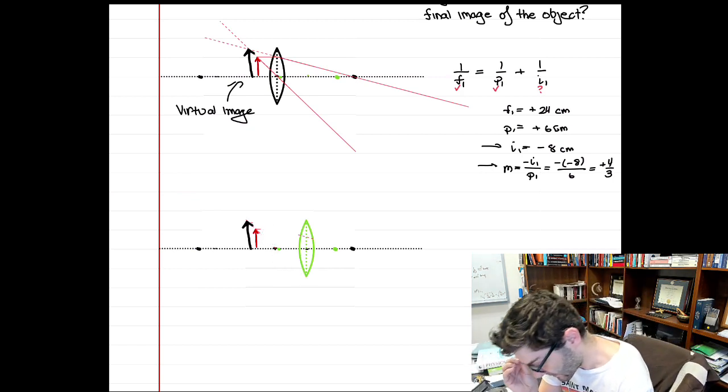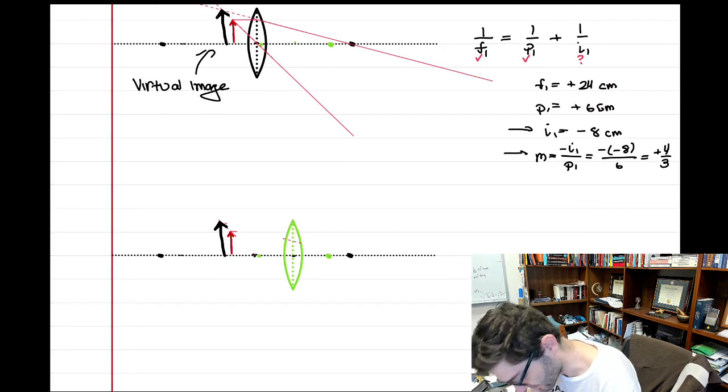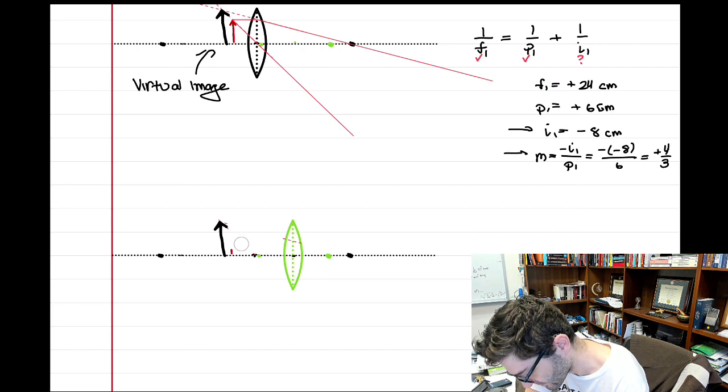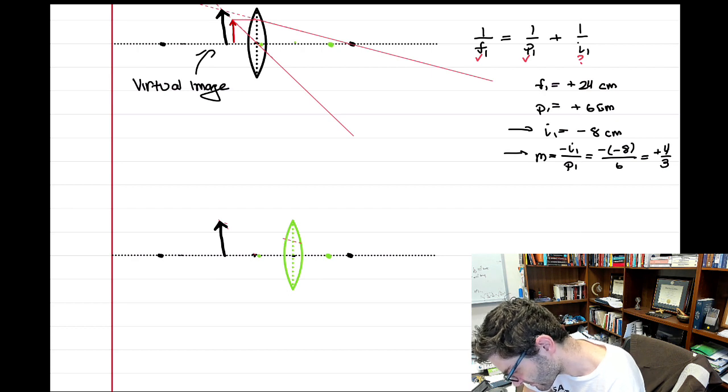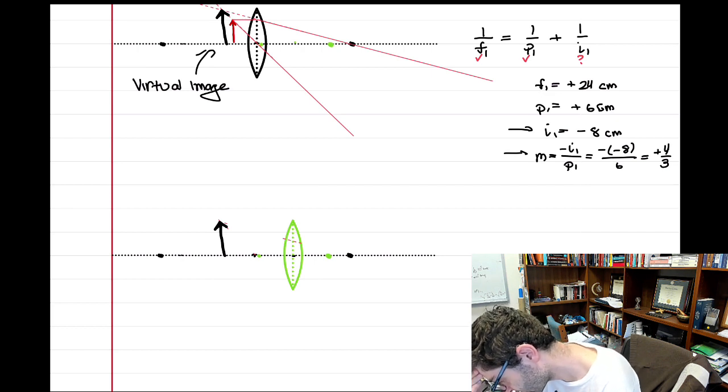Right, so I drew the red arrow for comparison, right? That's where the original object was. So we don't need that for this drawing, so I'll get rid of that too. Not confusing. So then I just treat this problem as its own problem, where I have some object, which is now this black arrow, and it's going through this green lens.